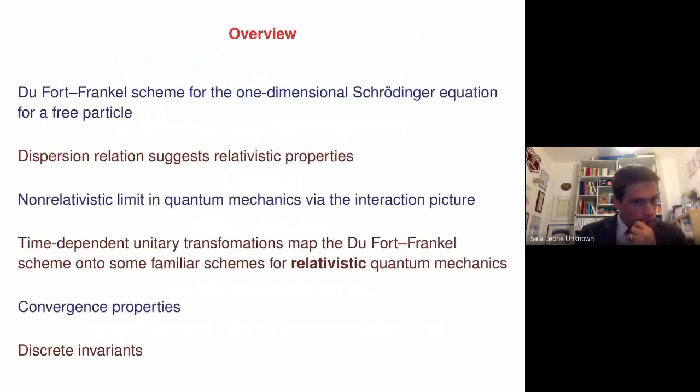This is non-relativistic quantum mechanics, and looking at its properties suggests that although this was set out only to be non-relativistic, by accident as it were, this scheme has some relativistic properties that are worth investigating. In particular, it relates to how one can take a relativistic picture of quantum mechanics, then transform it back to something that's non-relativistic, and that's going to inspire some discrete transformations which turn this inoffensive scheme for the Schrödinger equation into some familiar lattice kinds of schemes for relativistic quantum mechanics.